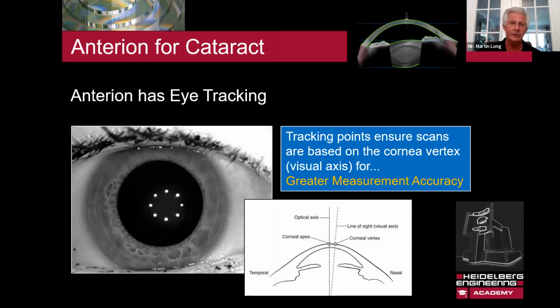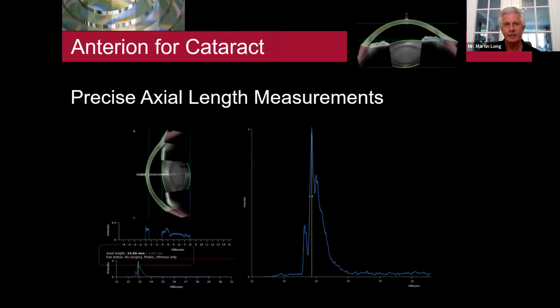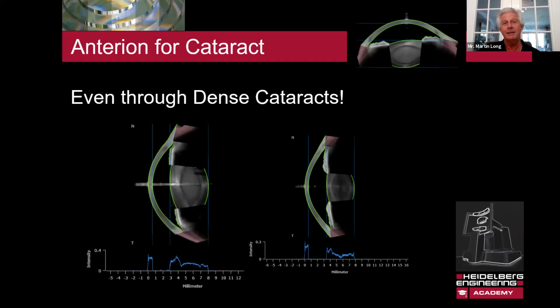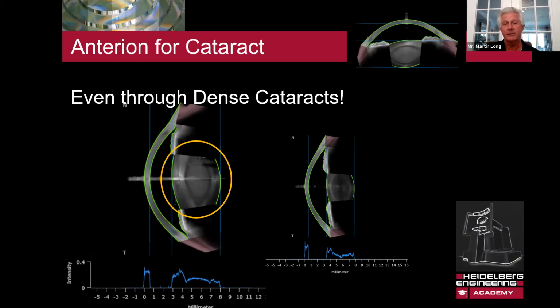We track the eye using these 8 targets on the cornea, and we're tracking the eye to ensure that the patient is always measured along the visual axis. So we're always on the corneal vertex. So we should have very good measurement accuracy. You have precise axial length measurements, very low standard deviation here, which has already been pointed out by Dr. Rohan. And even through dense cataracts, because it's swept source OCT, you can get through much better with dense cataracts, even to grade 3.